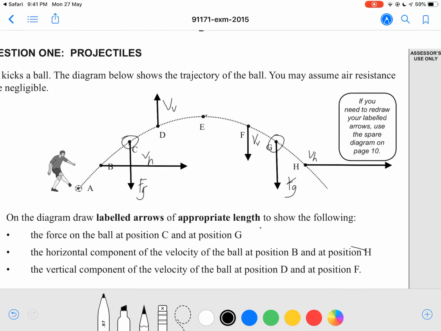So this is the merit question here. To get a merit grade, we're looking to get all of these arrows correct, and that the size of the arrows are correct as well. To get an achieved is getting 2 of the 3 correct. There are 3 sections: vertical velocity, horizontal velocity, and F of g. If you get any 2 of these, you'll get an achieved.